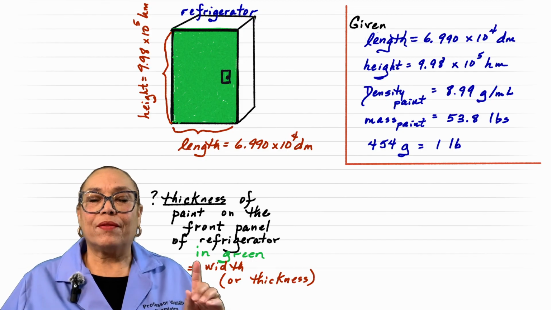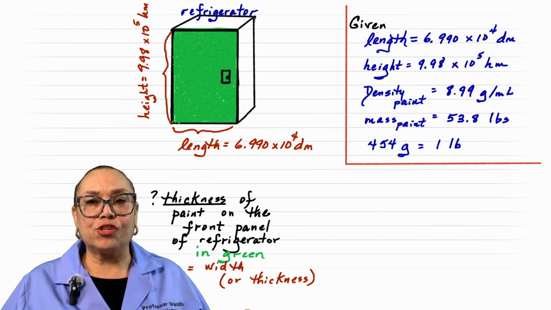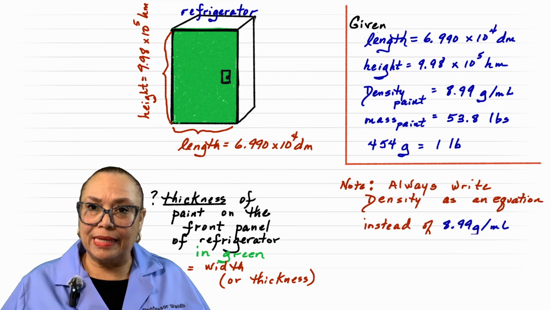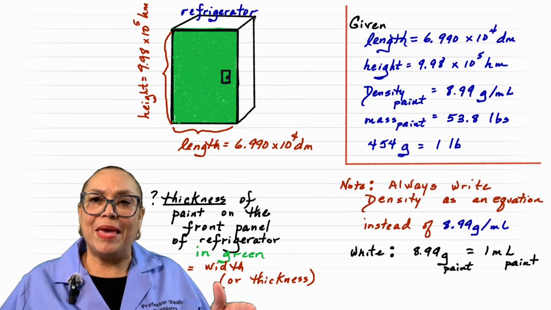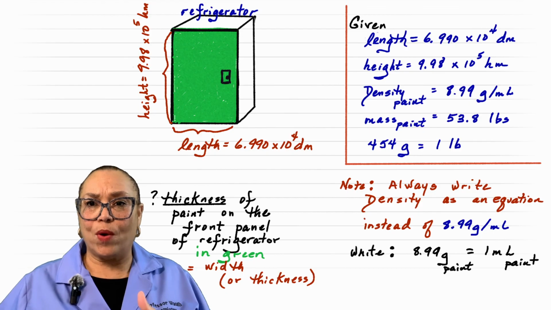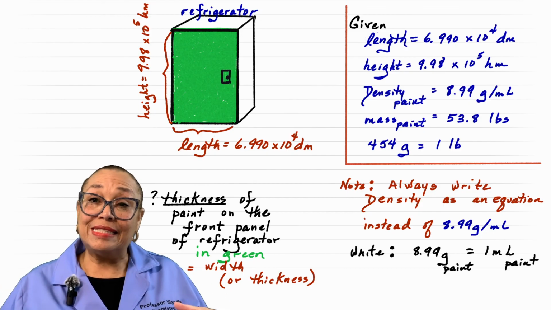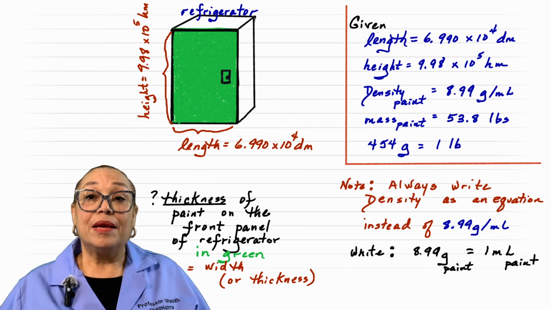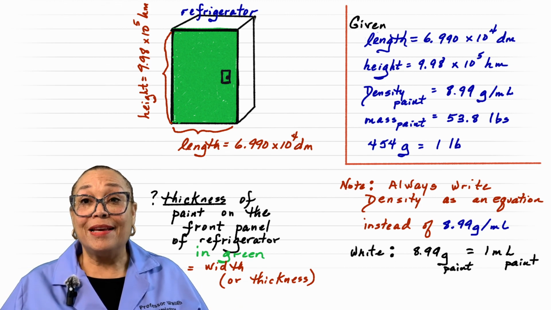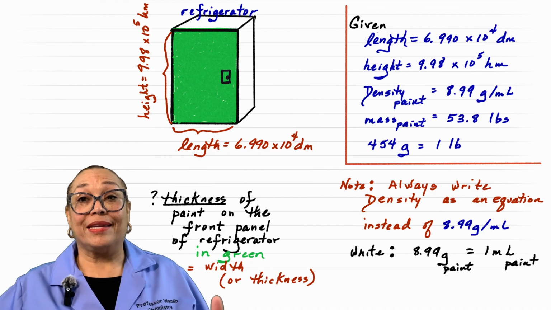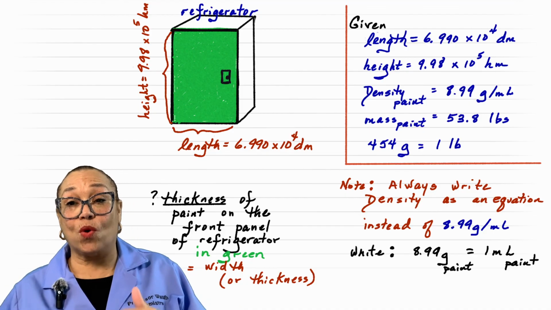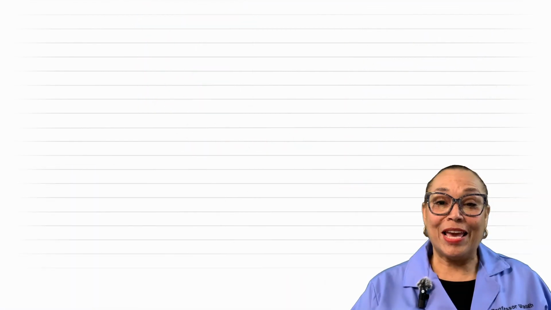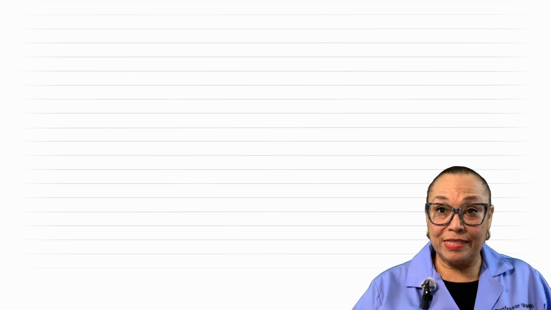All right, now the last thing I want to say is, don't leave your density in a fraction. Make sure to make it into an equation. So if the density is 8.99 grams per milliliter, make it into an equation that says 8.99 grams is equal to 1 milliliter.